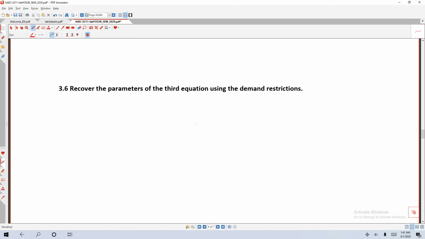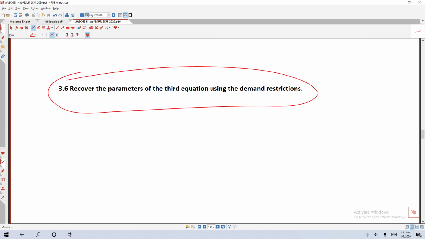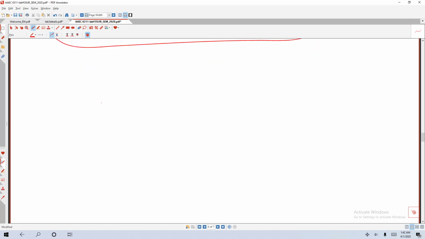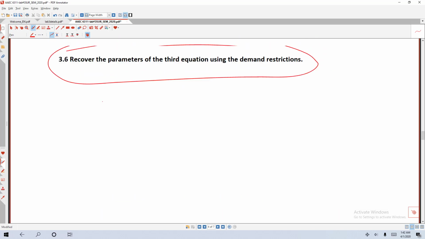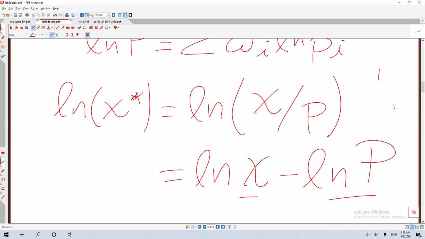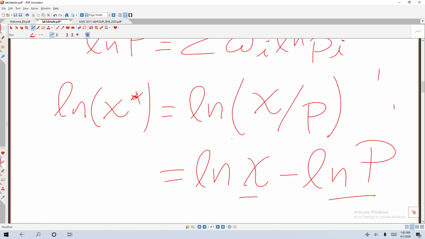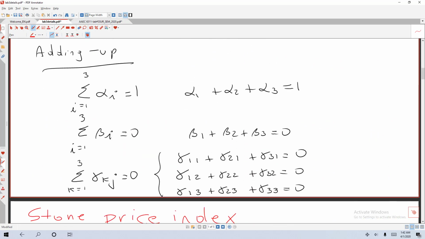Recover the parameters of the third equation using the demand restrictions. So remember that we had to drop one of the equations. So how do we go about estimating the coefficients? Well, some of you might be tempted to estimate the model dropping the other equation to recover the coefficients of the equation that you have not estimated. But another way to do it will be to use these restrictions.